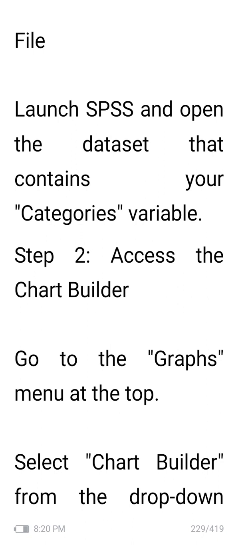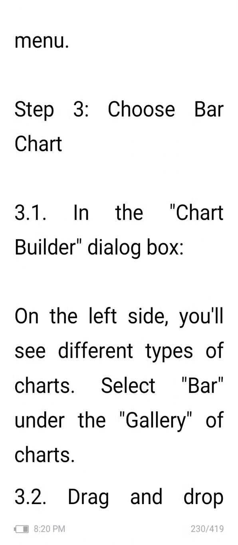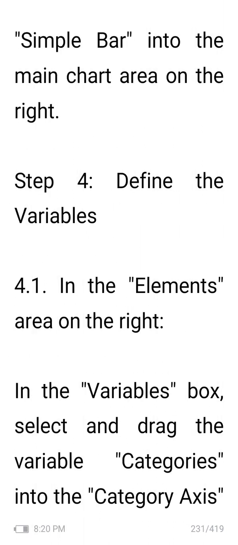Then access the chart builder. Go to the graphs menu at the top. Select chart builder from the drop down menu. Choose bar chart. In the chart builder dialog box on the left side, you will see different types of charts. Select bar under the gallery of charts. Then drag and drop simple bar into the main chart area on the right.